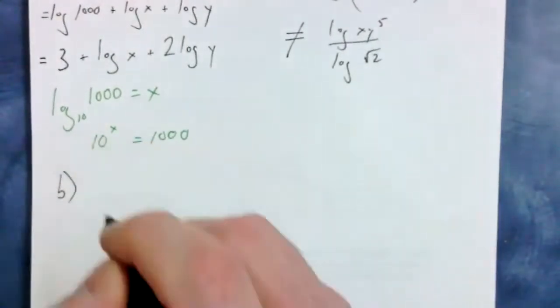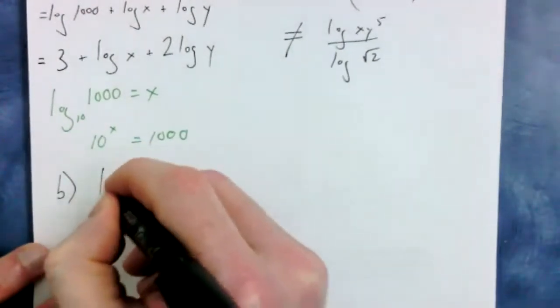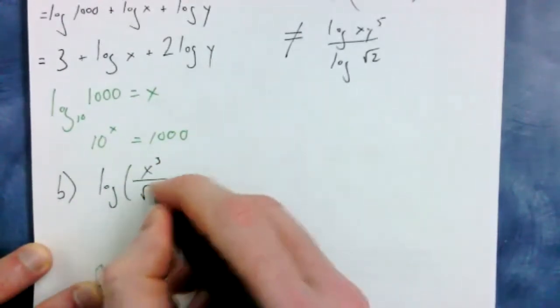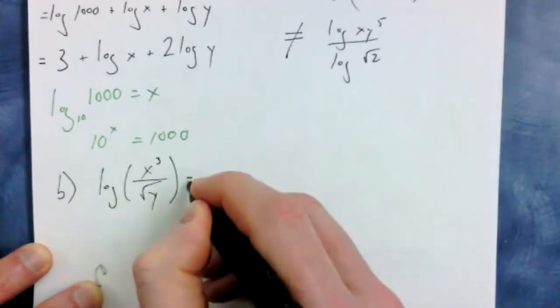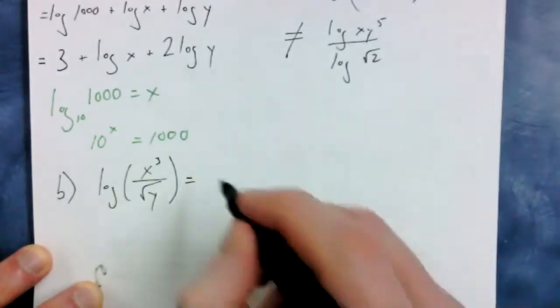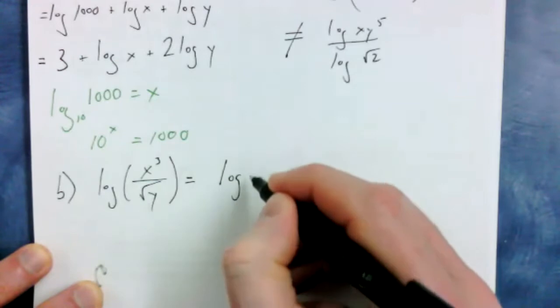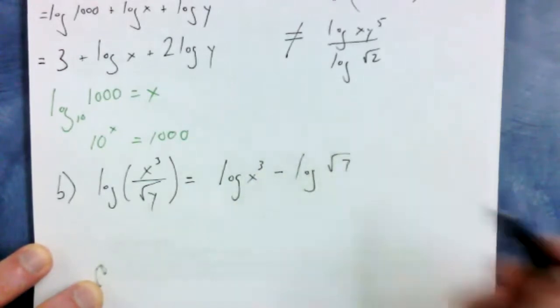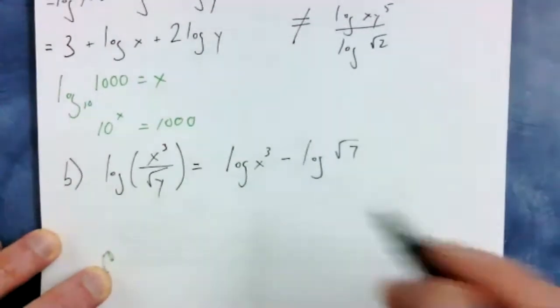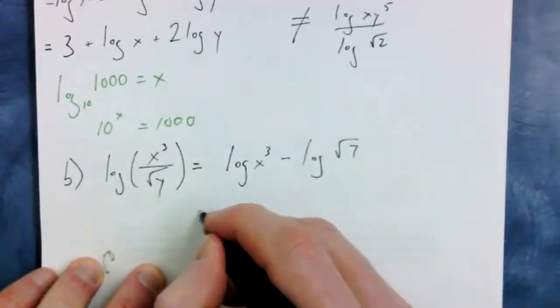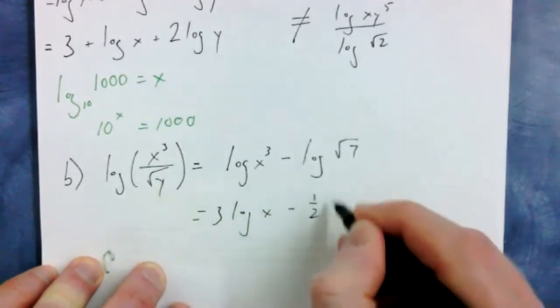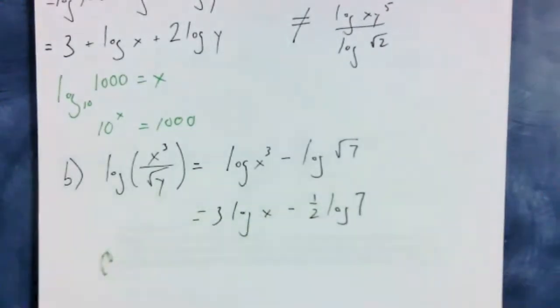B, log of x cubed over the root of y. So this would equal log of x cubed minus log the root of y. If we move those exponents to the front, we've got 3 log of x minus 1/2 log of y.